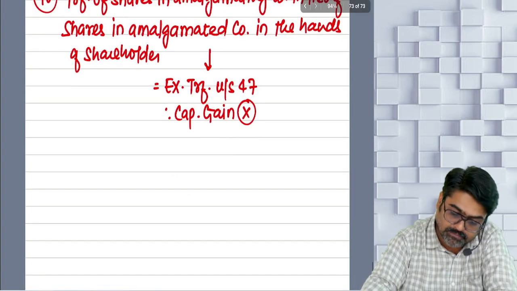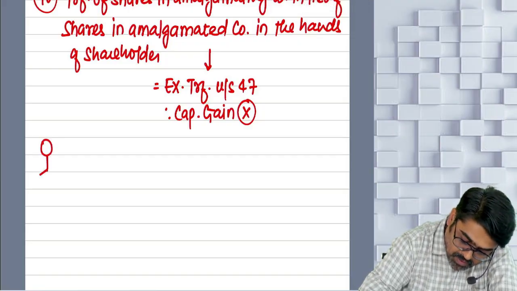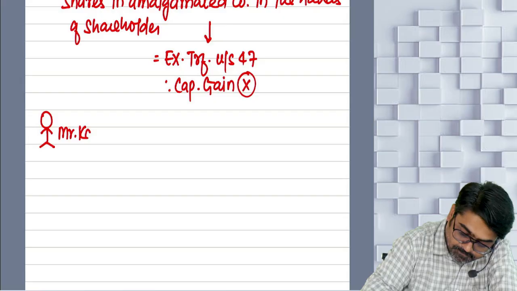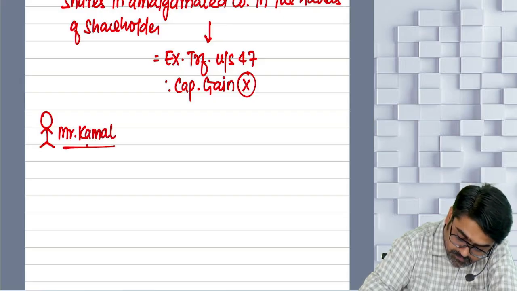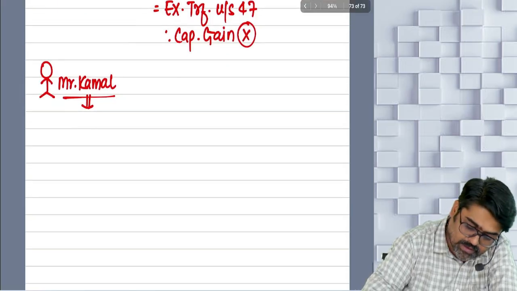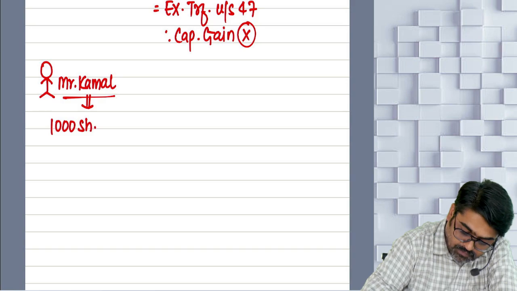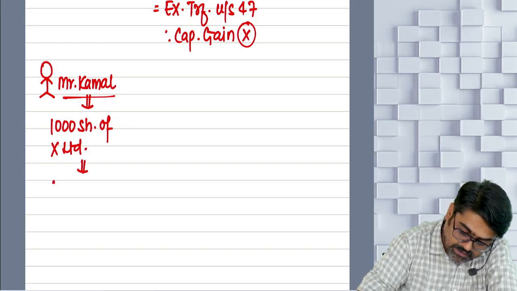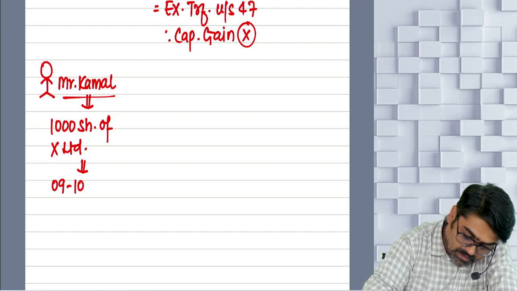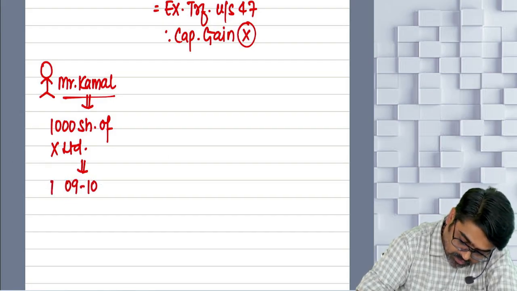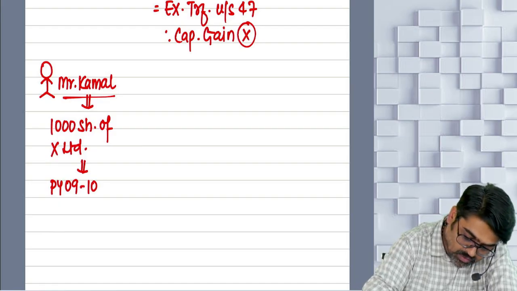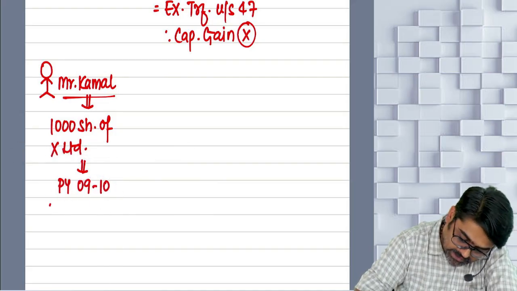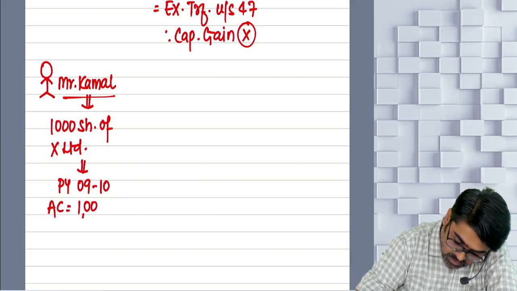So it is possible that, see, this person, what is the name of this person? Mr. Kamal. Hello, Kamal. Kamlesh, are you there or not? You are having how many shares? 1,000 shares. Of which company? X Limited. Which Kamal had acquired in the previous year 9-10. So in previous year 9-10, Kamal acquired them, and the actual cost, AC, means actual cost of these shares, was 1 lakh.